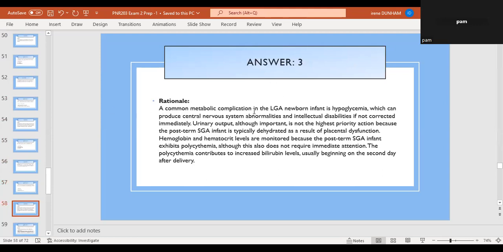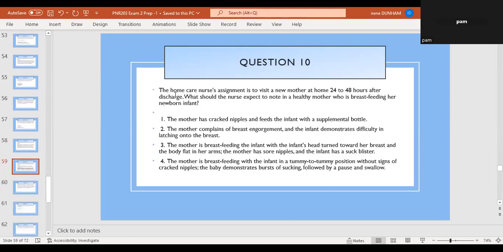So a common metabolic complication in the large gestational age newborn is hypoglycemia, which can produce central nervous system abnormalities and intellectual disabilities if not corrected immediately. Remember, is this a problem in babies, hypoglycemic? Yes, it is. And you can cause him to have problems in his central nervous system and intellectual disabilities if not corrected immediately.